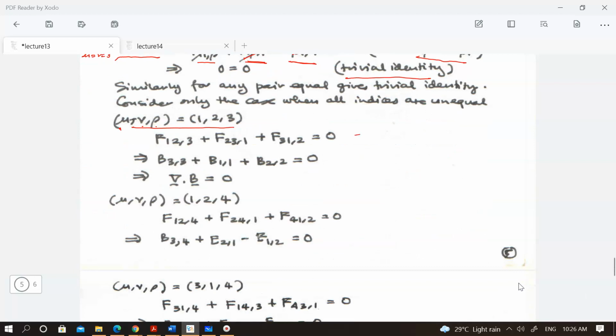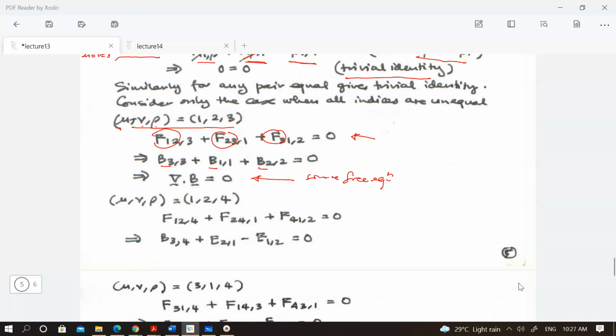So that gives you F12,3 plus F23,1 plus F31,2, and you look at what this is. That's essentially your third component of your magnetic field, comma 3, first component of your magnetic field, comma 1, second component of your magnetic field, comma 2. So that gives you essentially the source free equation for your magnetic field. Okay, that's great.